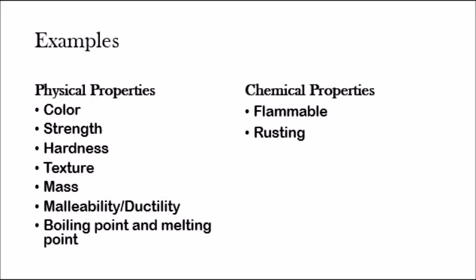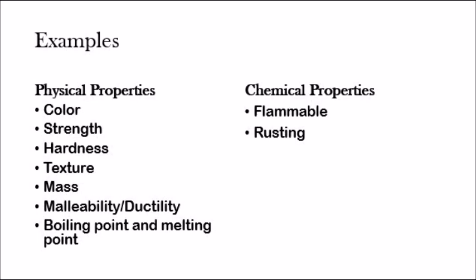Now let's look at examples so you can better understand the difference between physical properties and chemical properties. Physical properties are color, strength, hardness, texture, mass, malleability, and ductility. You've probably not heard of these words before. Malleability is how well a substance can be flattened into sheets, and ductility is how well a substance can be turned into a wire. And boiling point and melting point. Chemical properties are flammability and rusting.